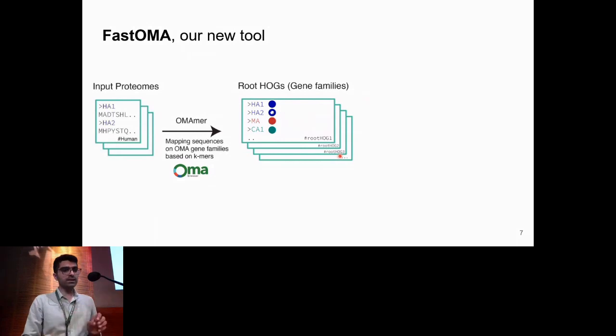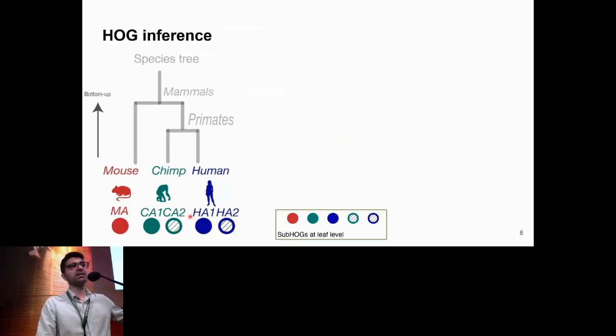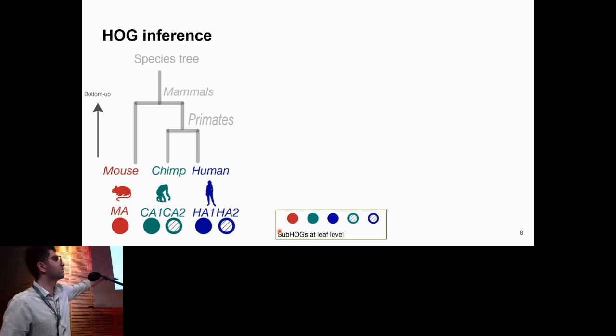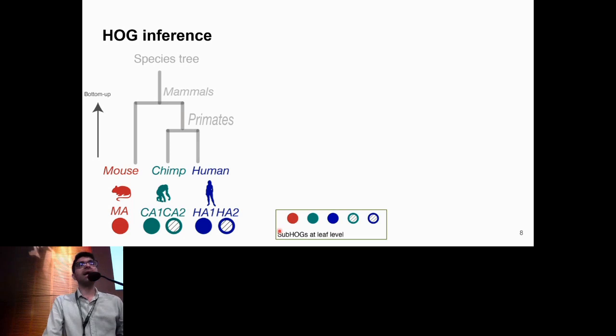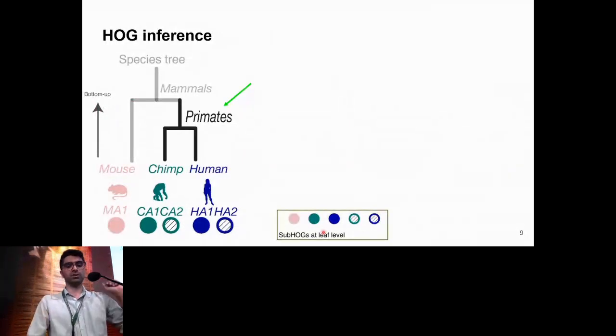To make it more detailed, again, the same example, we have these five genes or proteins, and at the leaf level, each gene is a sub-HOG itself, and we want to do a bottom-up approach. So we start from the leaf and go towards the root of the species tree, and we want to decide to merge some of these HOGs from the leaf level. Let's go one level deeper. At the primate level, I want to decide which of these four should be merged together.